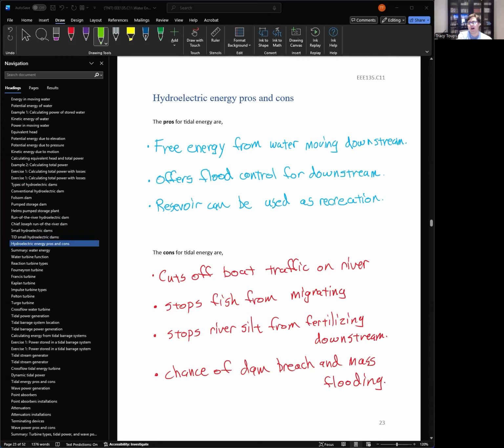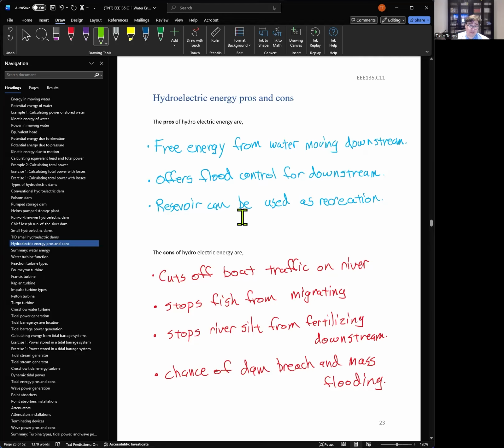So, what are the pros and cons for this traditional hydroelectric energy? Well, the big pros for hydroelectric energy. So pros of hydroelectric energy are free energy from water moving downstream. I mean, it's free. I can't argue with free. Big one, it offers flood control for downstream.